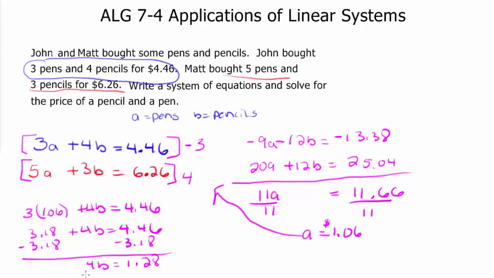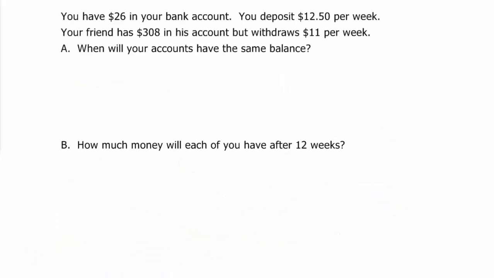Because we're going to end up dividing by 4. I'm running out of room. Okay, well, it's 0.32, which is 32 cents. So your pencils are 32 cents, and that's what it's asking. Okay, pencils are 32 cents, and pens are $1.06. Okay, so you set them up and solve. That would not be a good one to graph, because it'd be hard to come across 1.06.